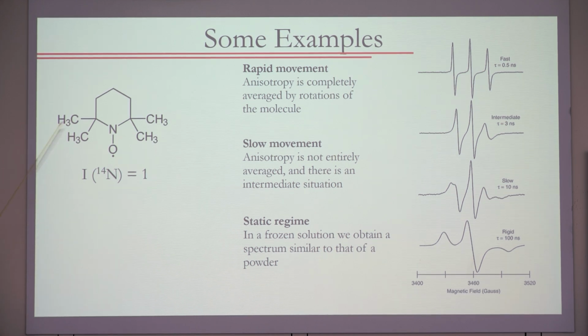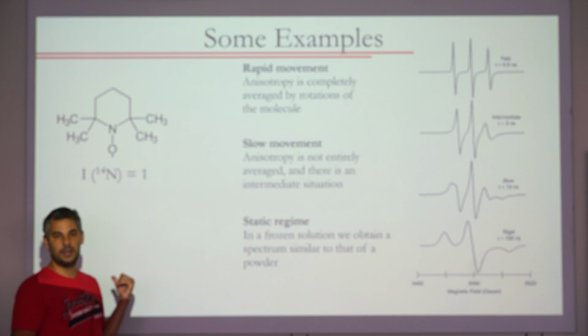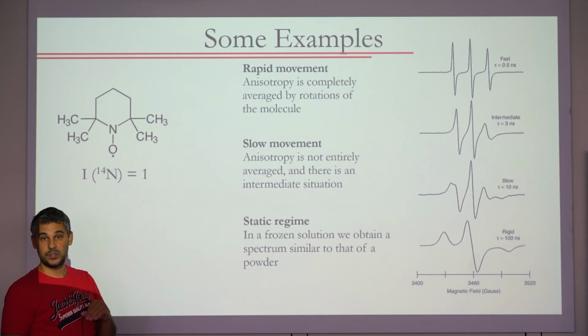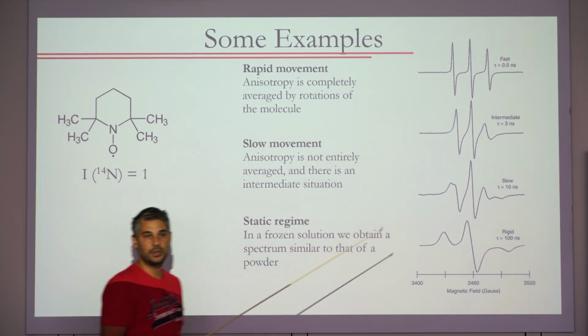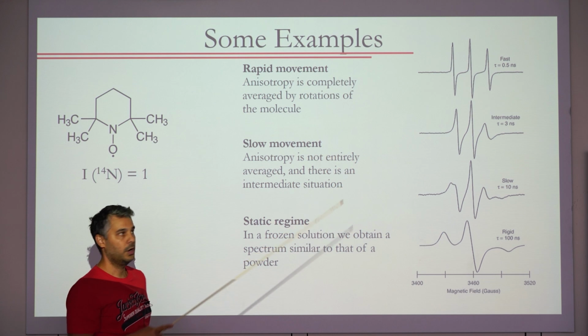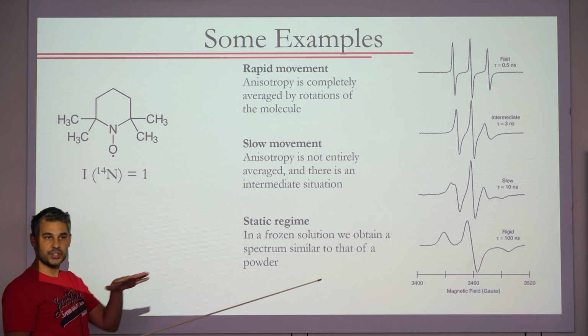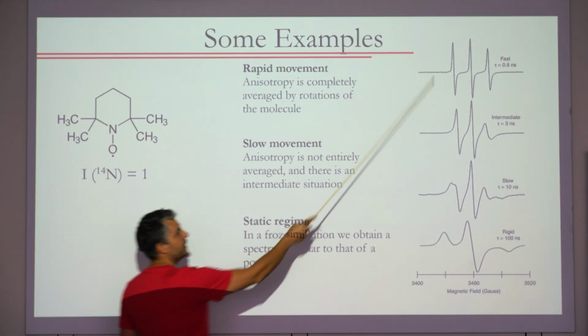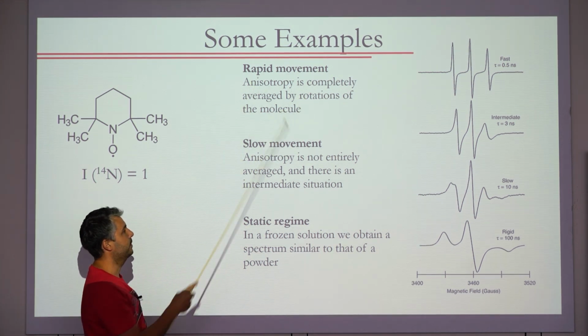Then you have what happens with a nitroxide. There are many types of nitroxides, but this happens to everything, and these are the best examples. It's an example of what you have in solution. So the previous things I mentioned were either powders or frozen solutions. When you have room temperature in a solution, you can have a rapid rotation of the molecules in all directions. So you average all anisotropy, and you see something like this. This is not perfectly isotropic, but it's close. This is called the rapid movement regime.